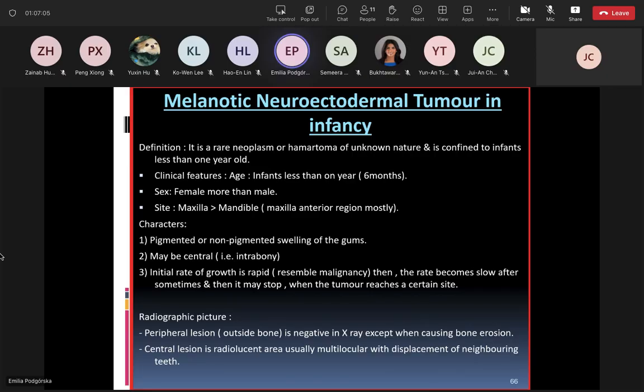Character: a pigmented or non-pigmented swelling of the gums, which may be central, for example, intrabony. The initial rate of growth is rapid and resembles malignancy, then the rate becomes slow after some time, and it may stop when the tumor reaches a certain size. Radiographic picture: a peripheral lesion outside the bone is negative on X-ray except when causing bone erosion. A central lesion is a radiolucent area, usually multilocular, with displacement of neighboring teeth.